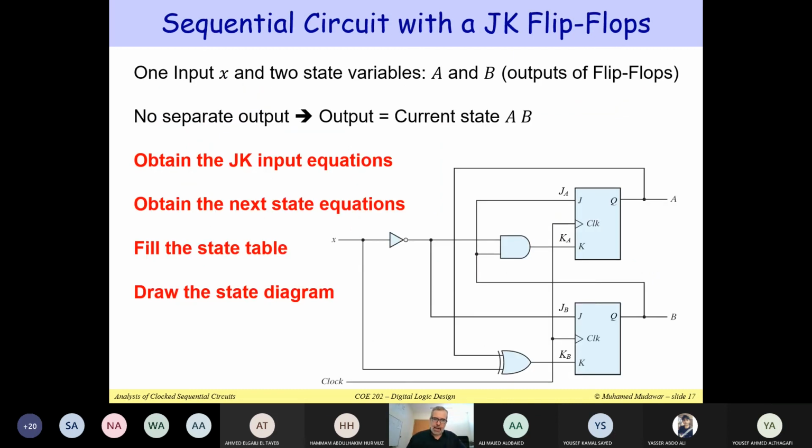I do have here another example about a sequential circuit with JK flip-flops, but I'm going to skip it. We can do the analysis the same way that we did in the case of D-type and T flip-flops. But for JK, the equations are slightly more complex. So for this reason, I'm going to skip them. I'm not going to give you any question about JK in the quiz or in the final exam. So you can study this material. It's interesting, but I'm going to skip it.